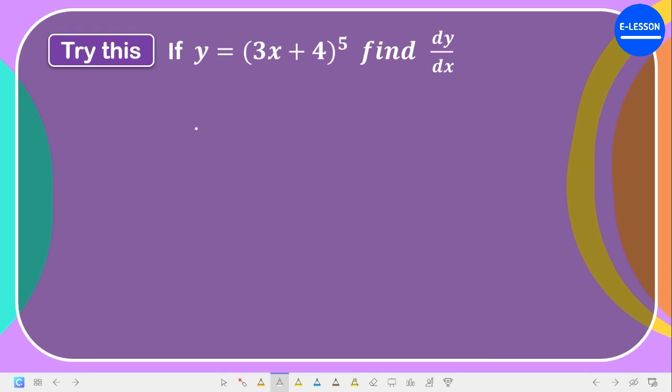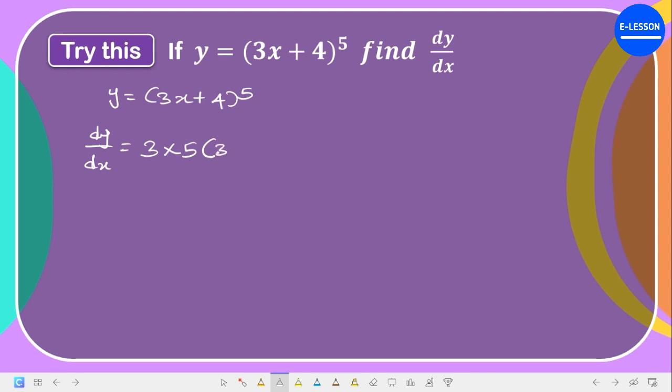Now let's solve. You are given y is equal to 3x plus 4 raised to the power of 5. Shortcut, dy dx is equal to, differentiate what is in the bracket, what is going to give to us? This will give us 3, because 3x differentiated is 3, plus differentiate 4, it will give us what? 0. Now multiplied by the power, which is what? 5.